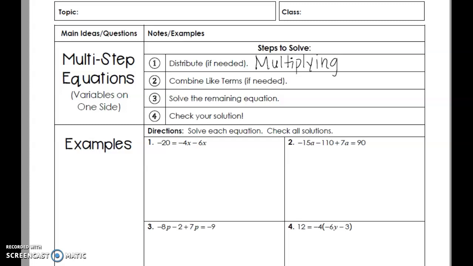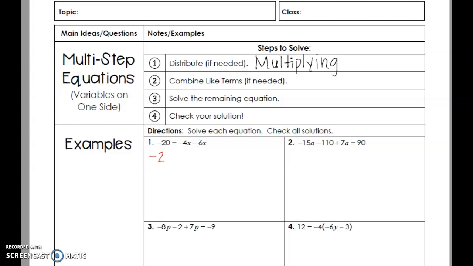Here we have negative 20 equals negative 4x minus 6x. Step number 1 is to distribute. This problem doesn't have any distribution, so I can skip that step. Step number 2 is to combine like terms. Here I see that I have negative 4x minus 6x, so I can combine like terms.